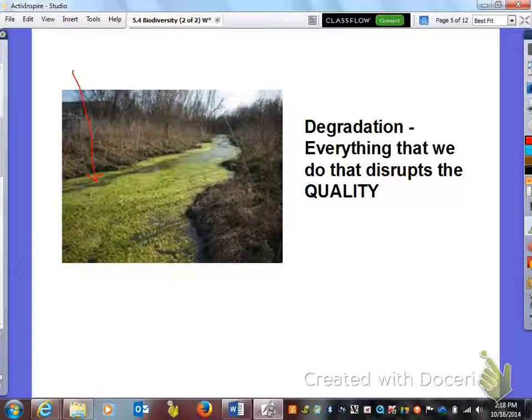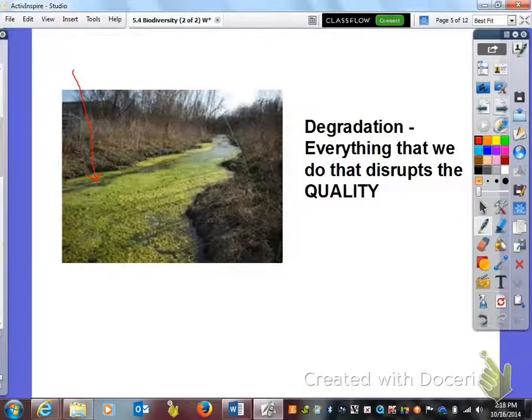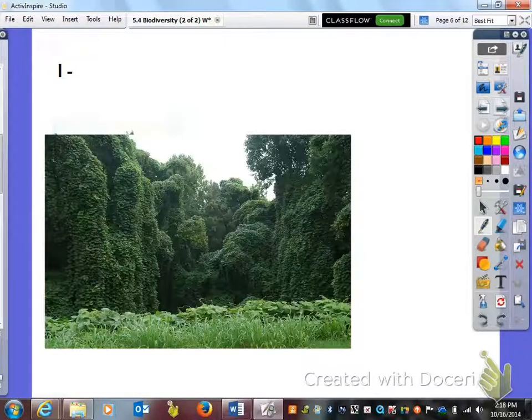Throwing stuff out car windows, just regular trash, anything that we do that degrades the quality of the land, that's going to cause some habitat loss. All right, so that's our H for habitat loss. Those are the three that go with it. Now we're going to move on to I.